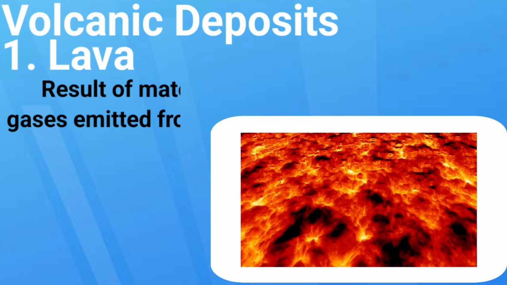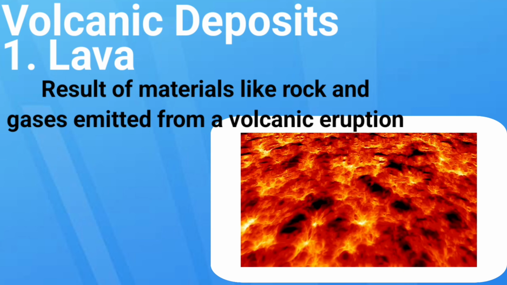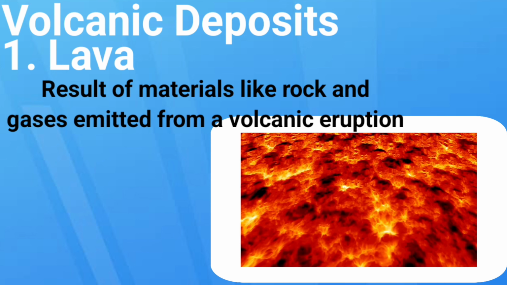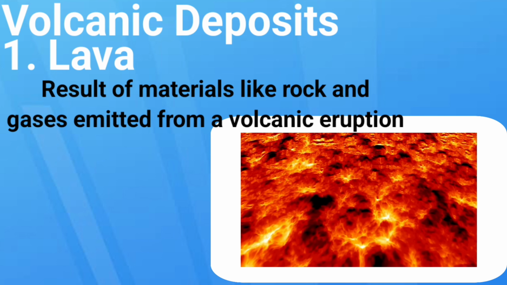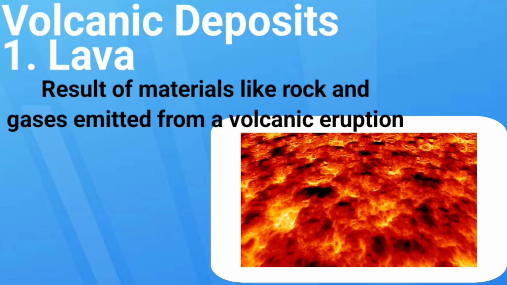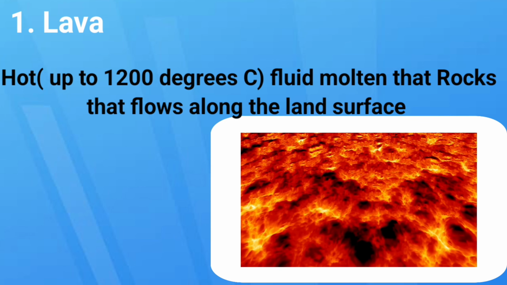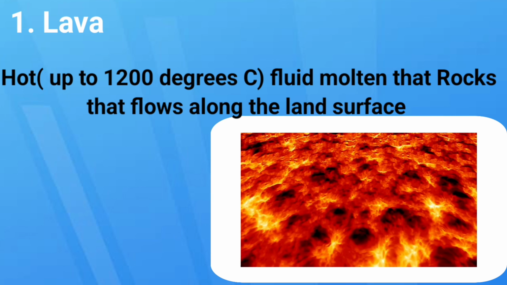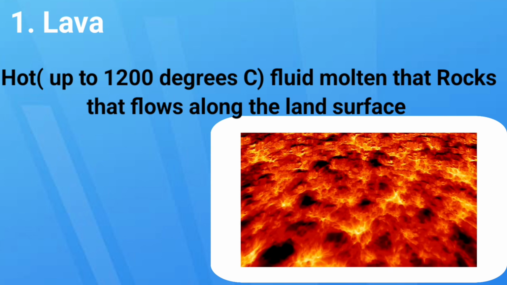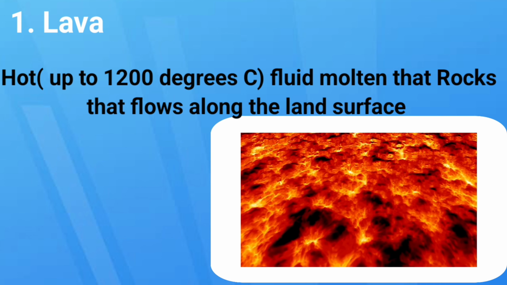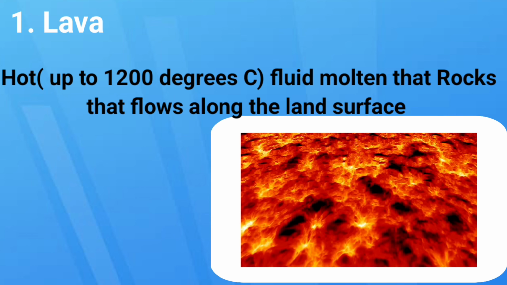Now moving to volcanic deposits. First one is lava. It is the result of material like rock and gases emitted from a volcanic eruption. Lava has a hot temperature of up to 1200 degrees centigrade. It is fluid molten rock that flows along the land surface.